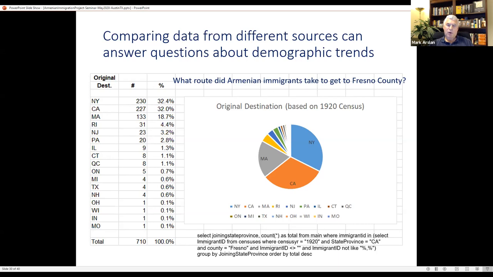About a third of them were in Massachusetts. And then there was some portion of people that came from some other places, but only about a third of them actually came to California when they first came to the United States. And you can see the same kind of patterns for a lot of the other places that aren't on the East Coast.